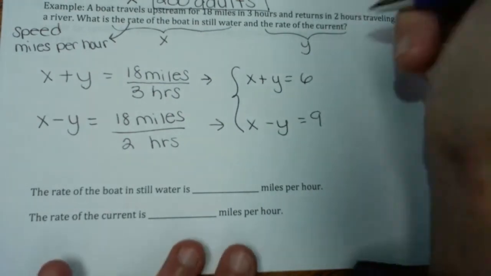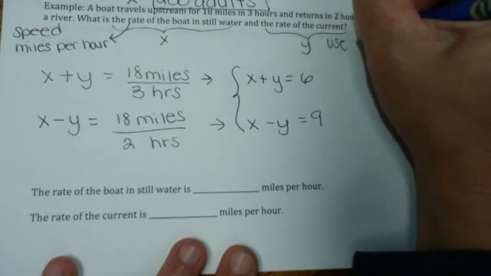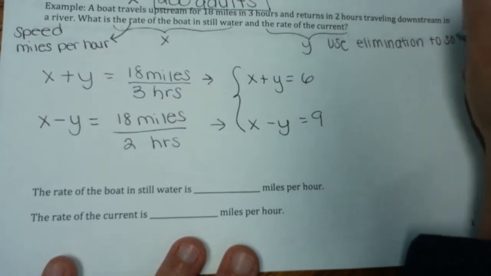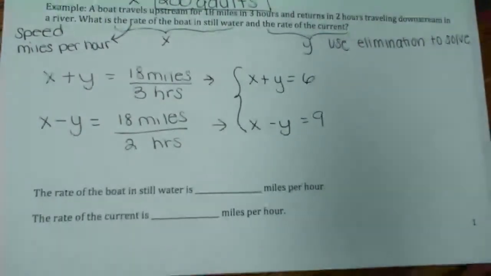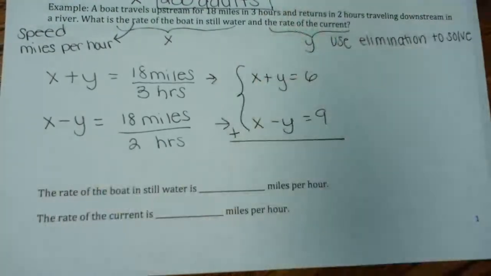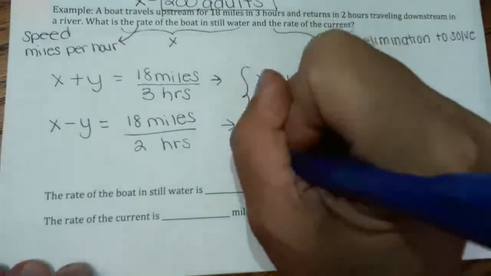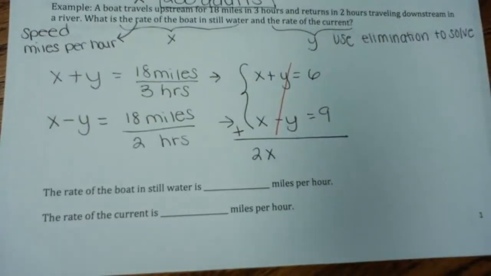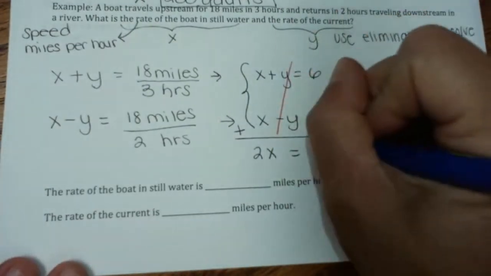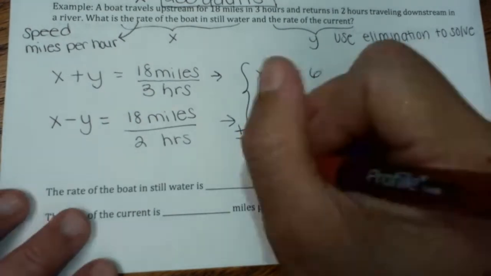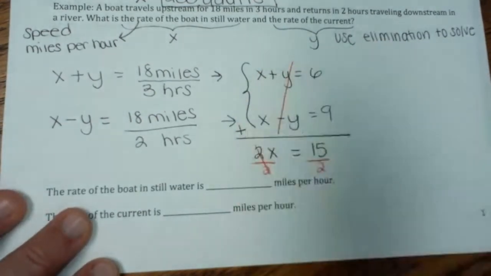So it's set up to use elimination. So let's use elimination to solve. If you like to use substitution better, go use substitution, that's totally fine. But this one's already set up for us to add these two equations together. That way, 1x plus 1x will give us 2x. Y minus y will eliminate, will go to 0 and cancel out, equals 6 plus 9 will give us 15. All right, so 2x equals 15.